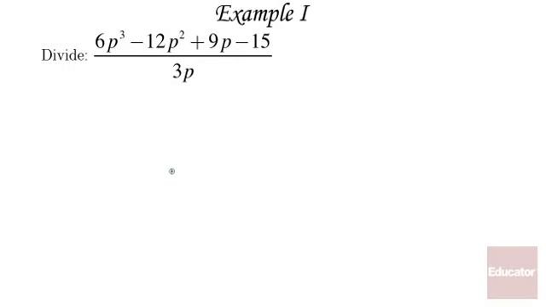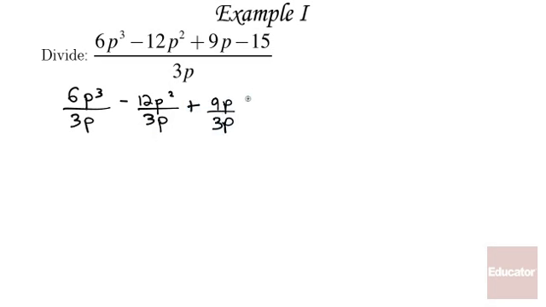Okay, applying what we just learned to examples, beginning with what we discussed at the start of this lesson, which is dividing a polynomial by a monomial. Recall that in order to do that, you're going to divide each term in the polynomial by the monomial. So I'm going to rewrite this as 6p cubed divided by 3p minus 12p squared divided by 3p plus 9p divided by 3p minus 15 divided by 3p.